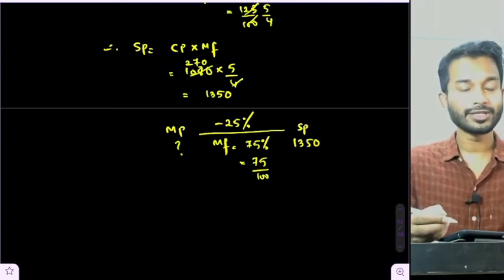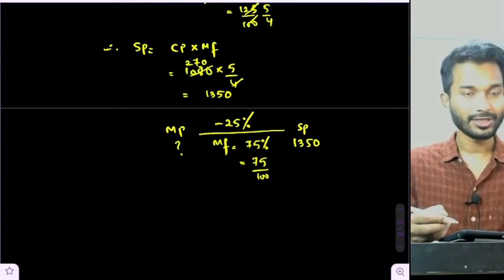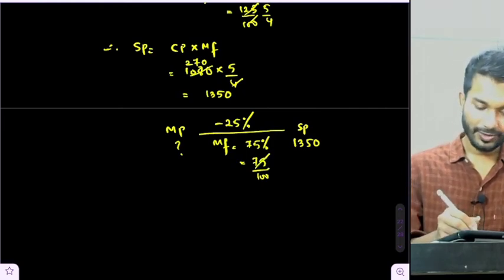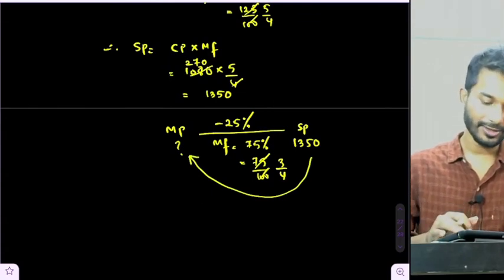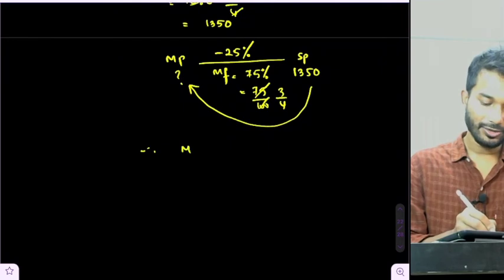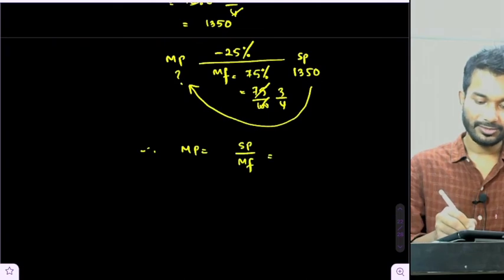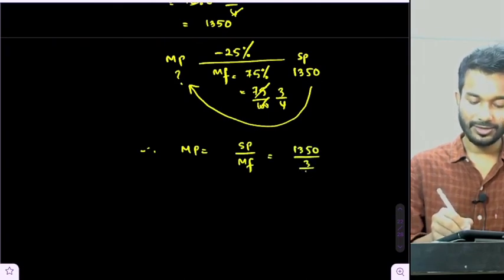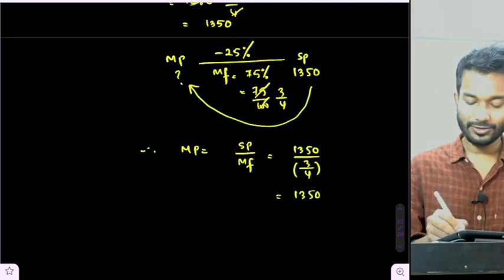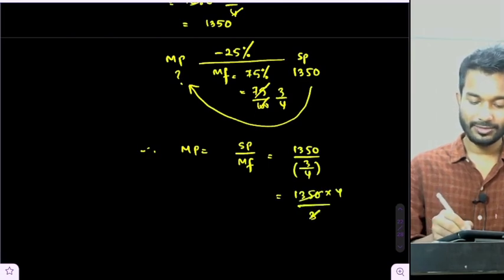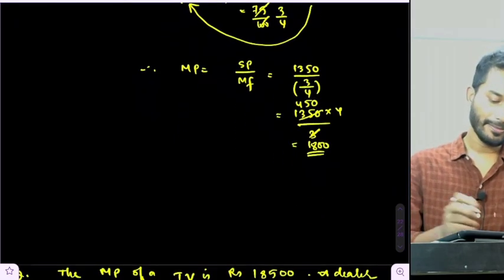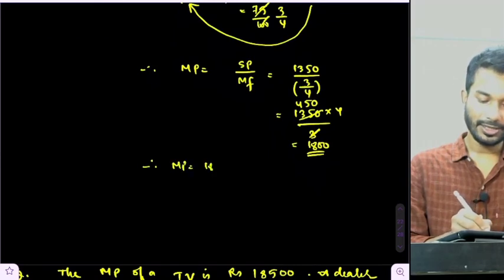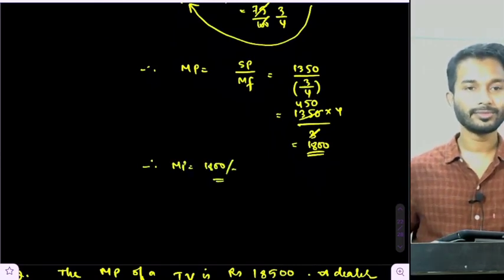But how to find out multiplication factor? I have already explained in the chapter percentage. You can watch the video there. 25 is 3 times, 25 is 4 times. So we have to go in the backward direction to find out the multiplication factor. Therefore, mark price will be our what? Our selling price divided by multiplication factor. Selling price is 1350, divided by 3 by 4. 1350, 4 will go up, divided by 3. So we are getting 450 into 4, which will be our what? 1800. So therefore, mark price is equal to what? 1800 rupees. Okay, you can note it down.